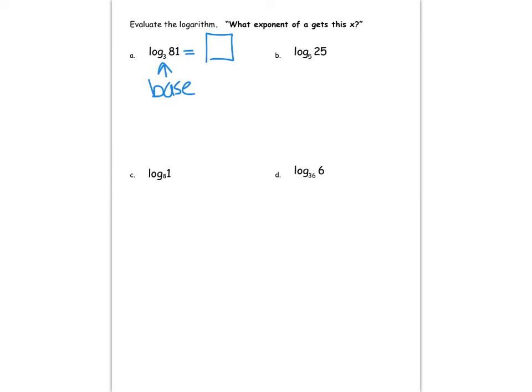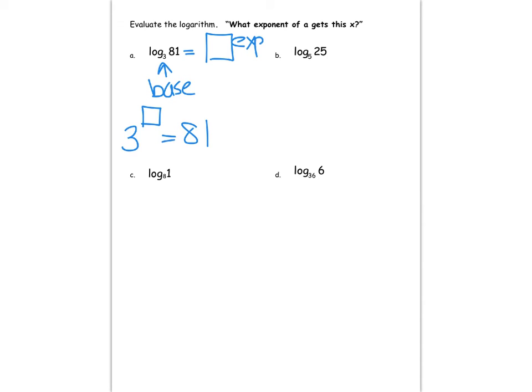So the base is 3. Logs equal exponents. So I'm looking for the missing exponent. 3 to what exponent equals 81? That's my question. And so then I just have to experiment with that. Guess and check, if you will.